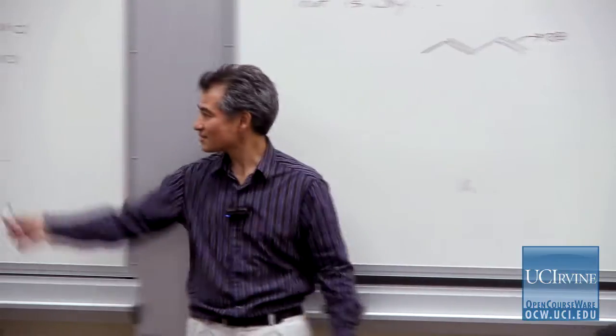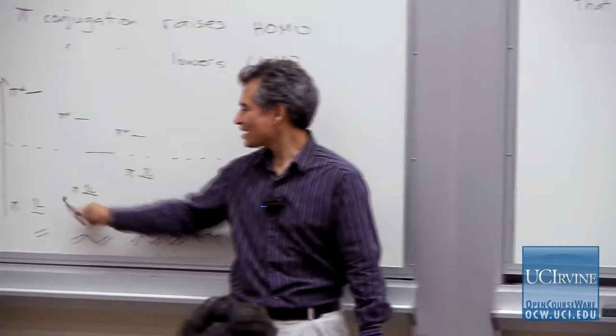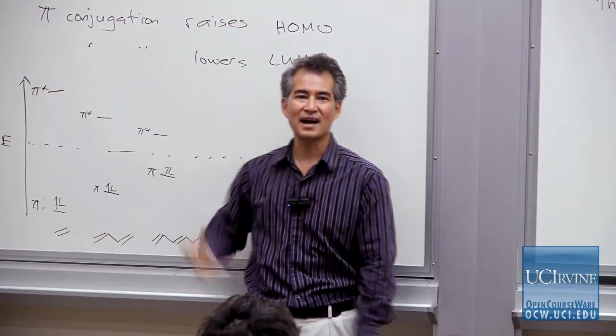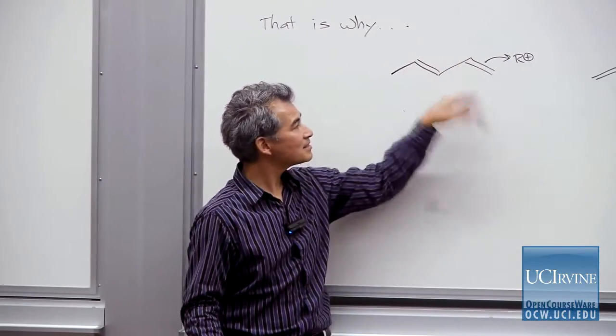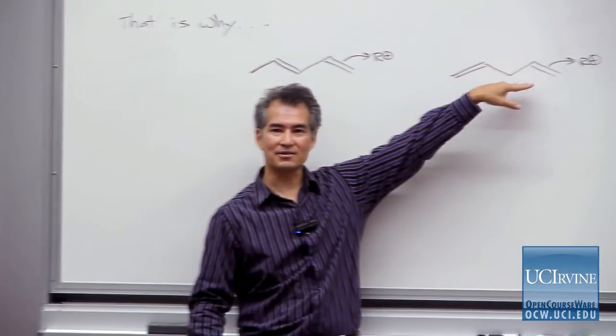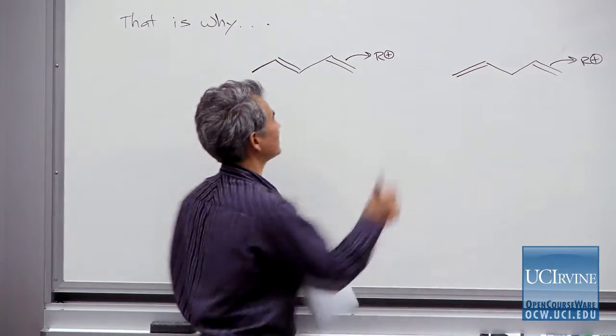The reason why it's faster is over here. When you add conjugation, you raise the energy of the pi electrons. The HOMO in this, the pi electrons, are higher in energy than these pi electrons. That's why this is faster.